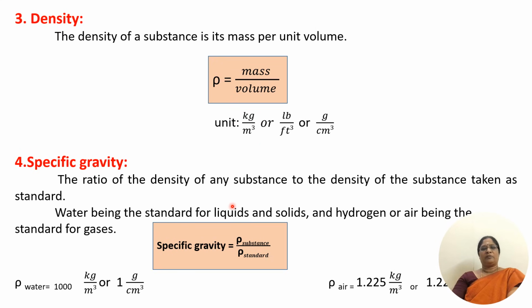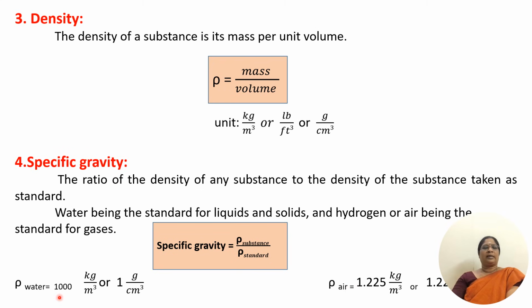And next is the specific gravity. The specific gravity is the ratio of the density of the particular substance to the density of the standard. The density of the standard can be chosen as the density of water for liquids, and the density of air can be chosen as the standard for finding out the specific gravity of gases.